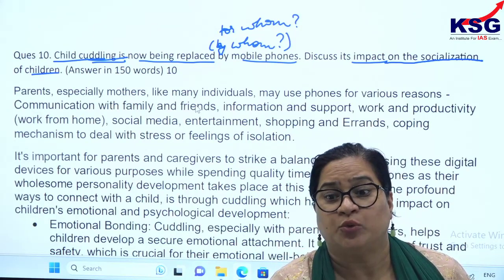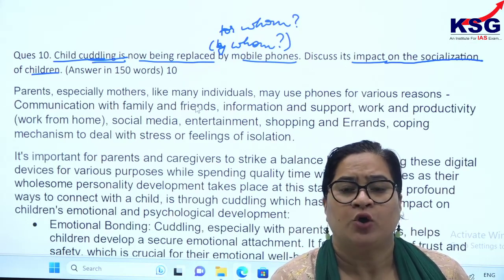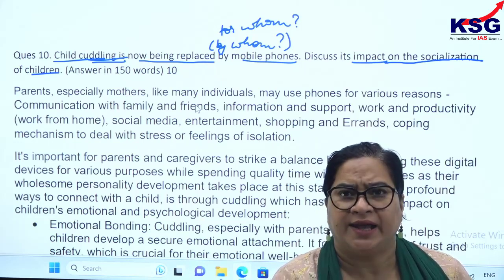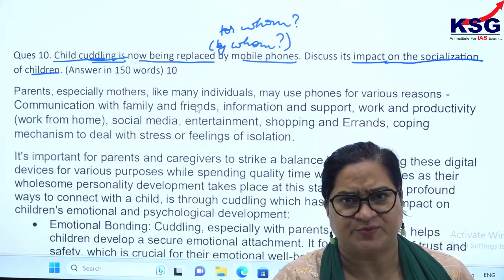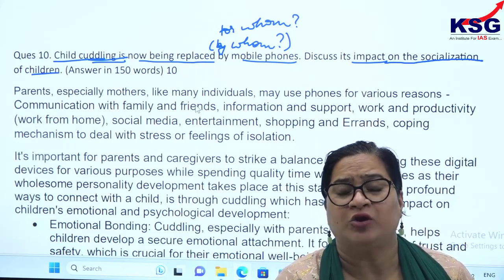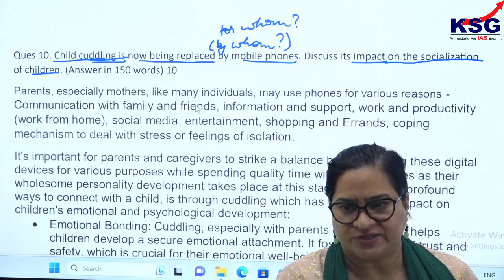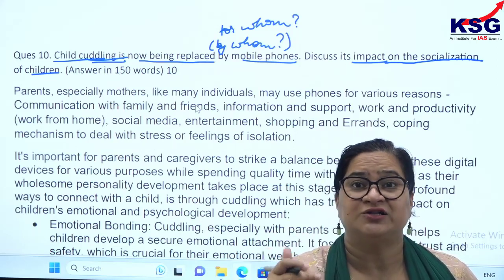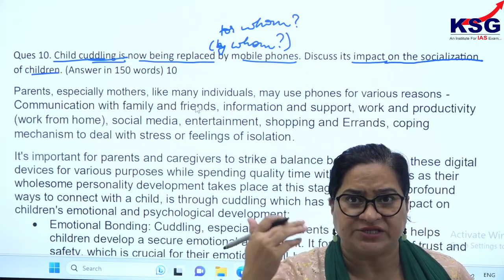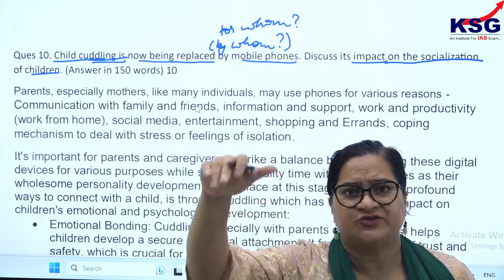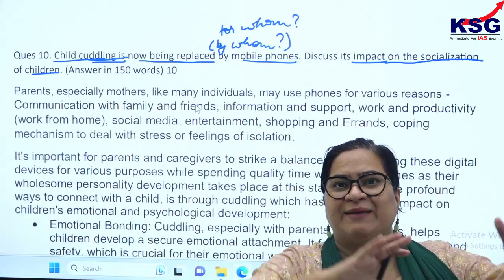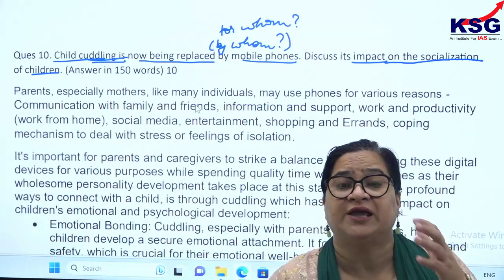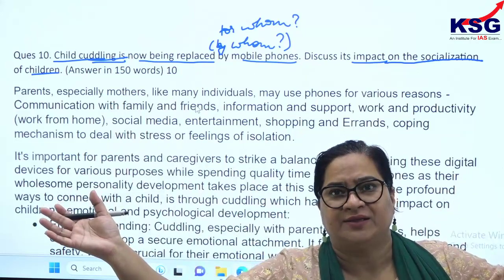Again, we can see work and productivity, especially for mothers or parents who are working from home. It can be related to social media, entertainment, shopping and errands, because there are times when mothers are ordering a lot of things online, a lot of support system getting created online. A lot of social media channels talk about how to take care of the baby, or YouTube channels instruct you on how to handle the nappy or how to give the massage and so many other things, which traditionally was taken care of by the extended family, the neighborhood.